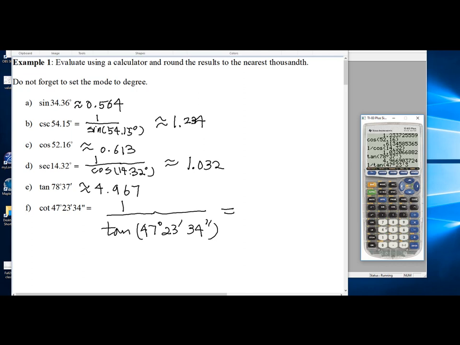And 34 seconds is a double quote, which is on top of the plus sign. So alpha plus sign gives you the double quote, then enter, and that's approximately 0.920, since the 9 rounds up to the nearest thousandth. Now these are the ones, and how to enter them in the calculator.